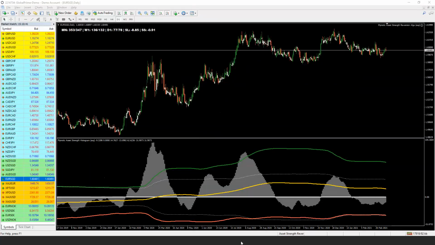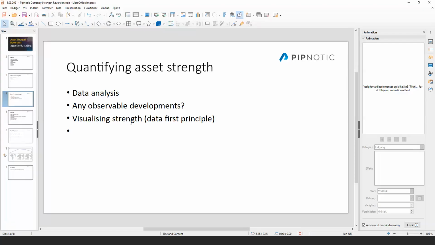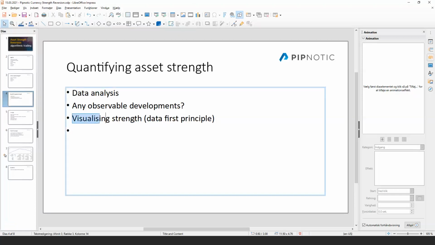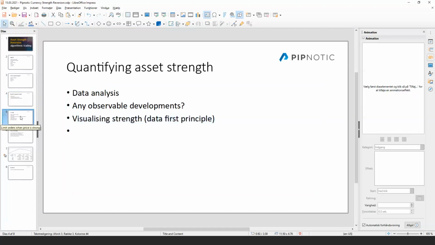Okay, so now I can go back to my slides. Good, here we are. And so I look at the visual representation of that, and I'm making my decisions, or I'm building my trading rules based on the data that I can see here.